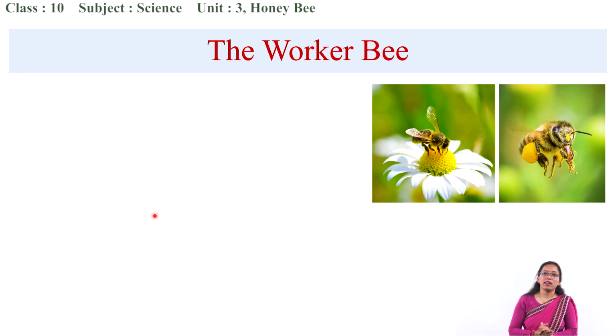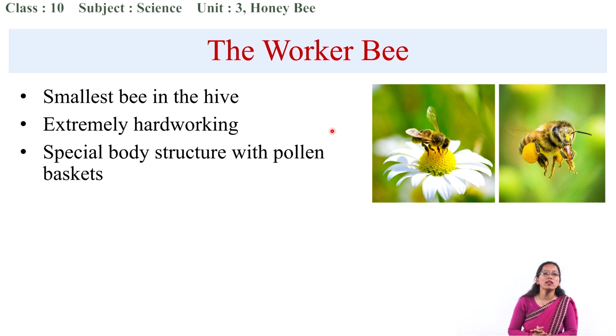Next, the worker bee. How is the worker bee? The smallest one and the most workable. That means every time it is busy working. This is the most laborious bee in the hive. These are the smallest bees in the hive. That means we have seen that the queen bee is the elongated and largest one, and the drone bee is medium size, and the worker bee is the smallest one, but it is the most workable, extremely hard-working bee.